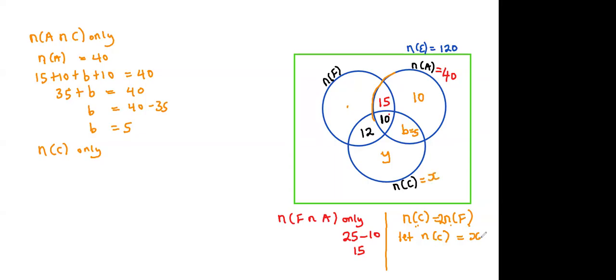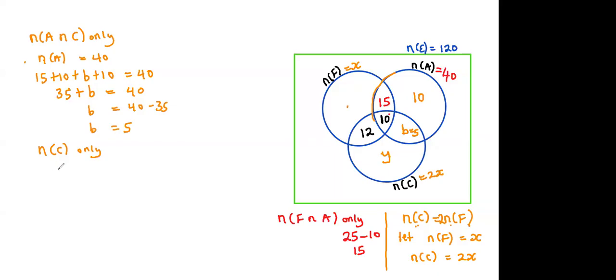Now, if N of C is equal to X, or you can let F, it is up to you. You can either let N of C, or another person can say let F. It is up to you. Or you can say let N of F equal X. Now, if N of F is equal to X, it means that N of C will equal 2X. So here this one is going to be 2X, while this one I've let to be X. So now you can first find your Y for C only.